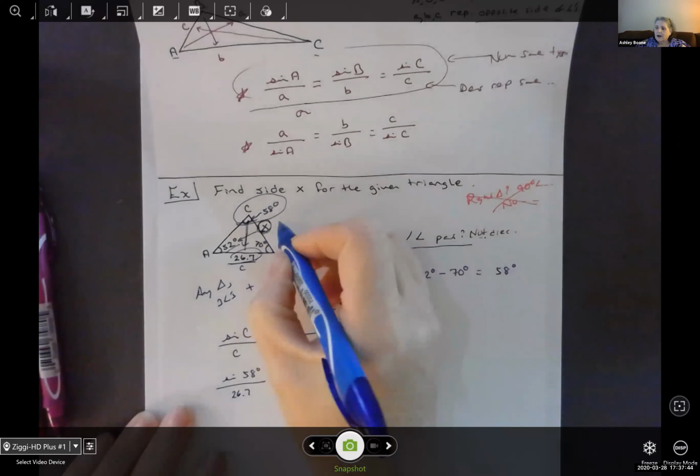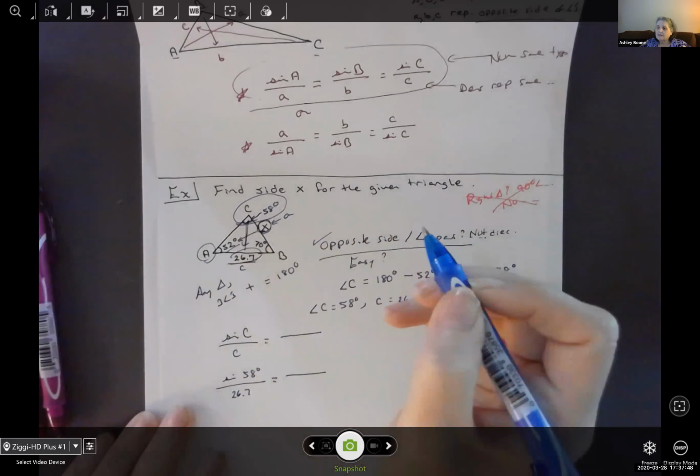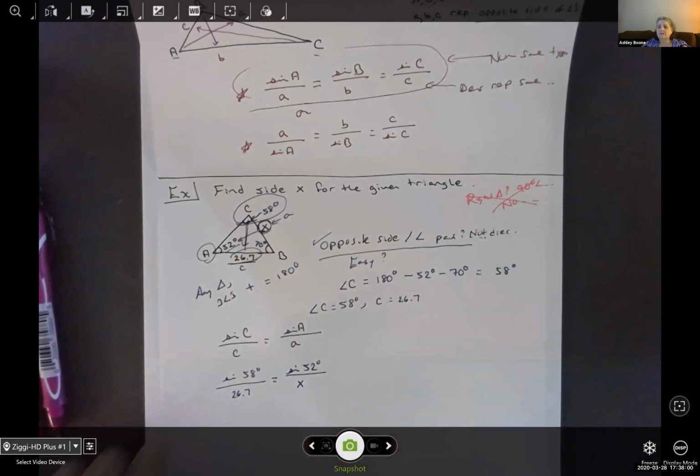Notice that x is opposite of angle A, so that's side A. So I can take the sine of angle A is side A. A is 52 degrees, so the sine of 52 degrees is to x. And now we get an equation that's set up where we know 3 of the 4 parts of the two fractions that are set equal. If that's the case, then you can cross multiply.